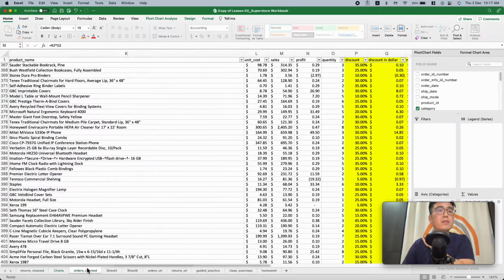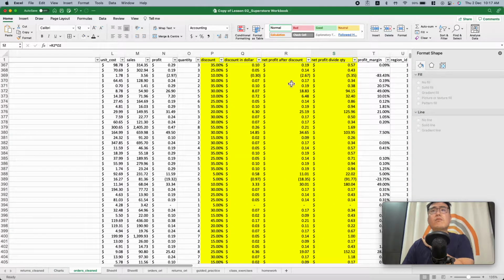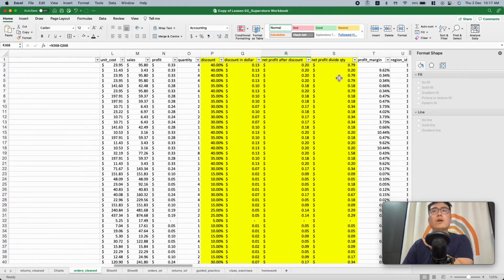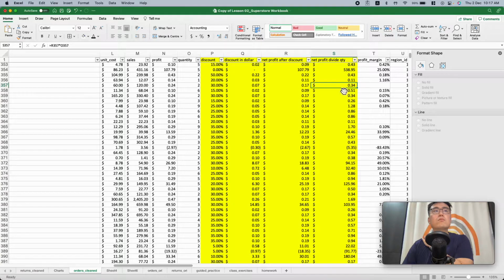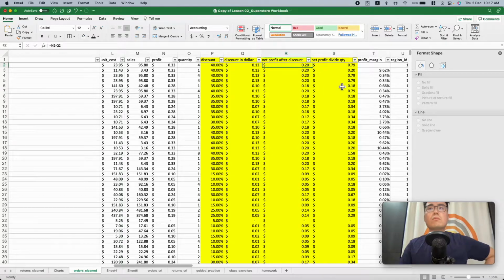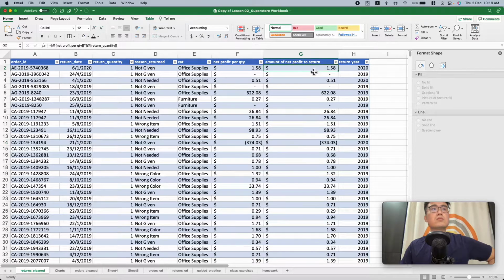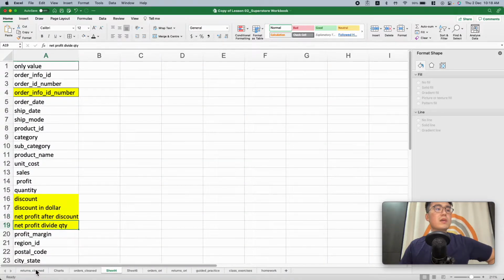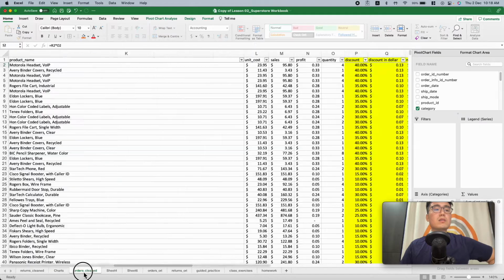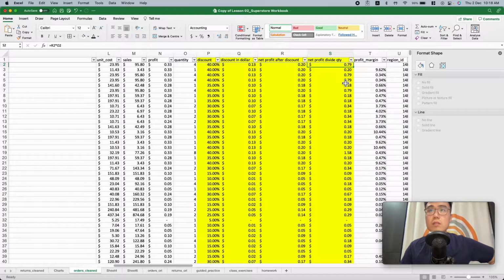I think I need to amend this column. Net profit after discount, net profit divided by quantity. Yep, so each of them should be divided, not multiplied, if I'm not wrong. Let me go up a bit. Yeah, so the profit, okay, I think I got this wrong. So this is linked to row 19. Row 19 will be, yeah, I got this column wrong, but the idea is the same. I'll change it after this, before I share it out.